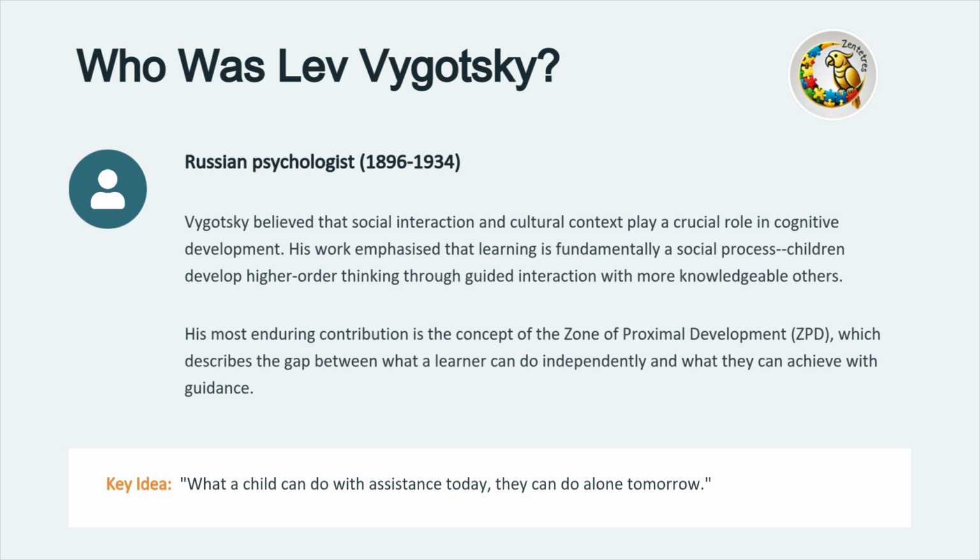Vygotsky argued that cognitive development is not simply a biological process, but is deeply shaped by social interaction and cultural context. He believed that children learn through collaboration with more knowledgeable individuals, parents, teachers, and peers, and that this social learning precedes individual understanding. His famous quote captures the essence of his theory. What a child can do with help today, they will be able to do independently tomorrow.